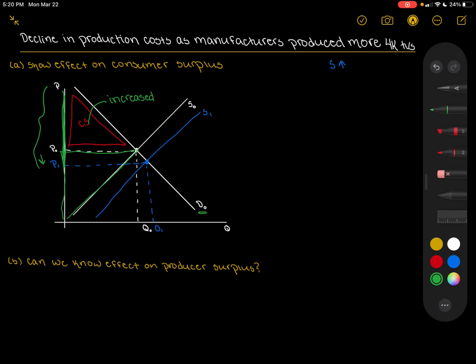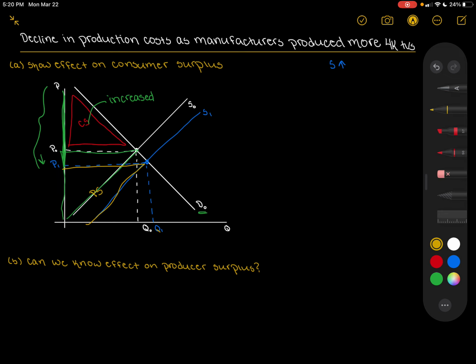Now, how about producer surplus? Well, we can see that producer surplus would have changed from this first green triangle I drew, right? But now all of a sudden, it's going to be that area below price and above that supply curve. But we don't know for certain if this is going to increase or decrease because that's going to be dependent upon whatever this new quantity is that's being sold.